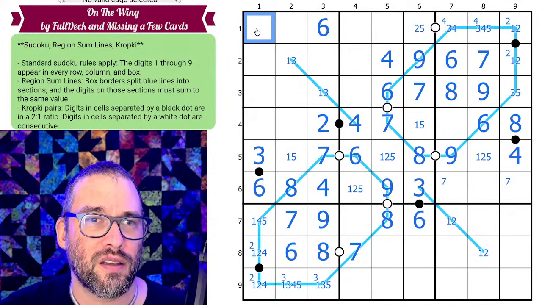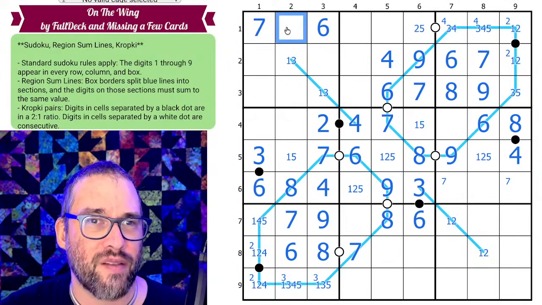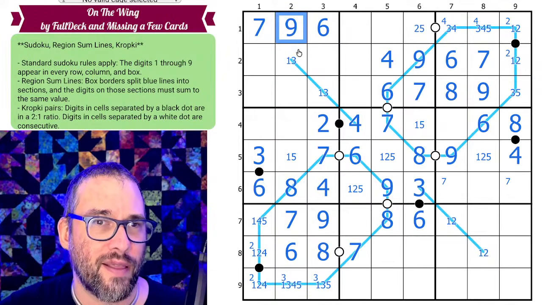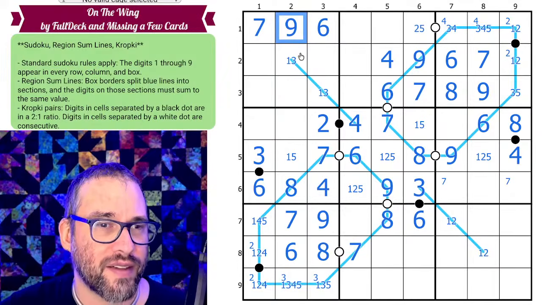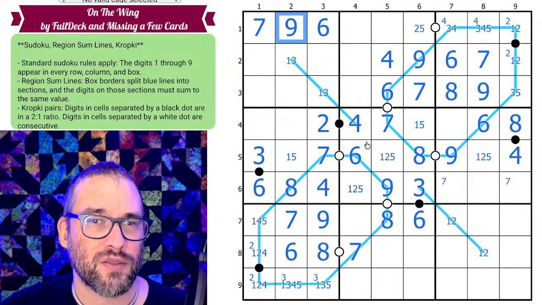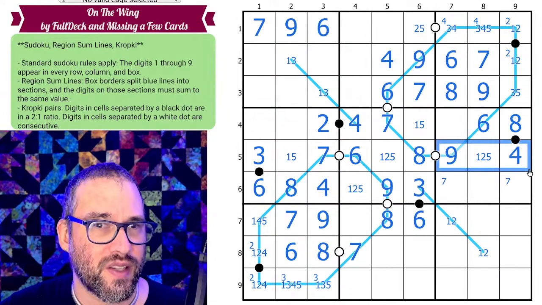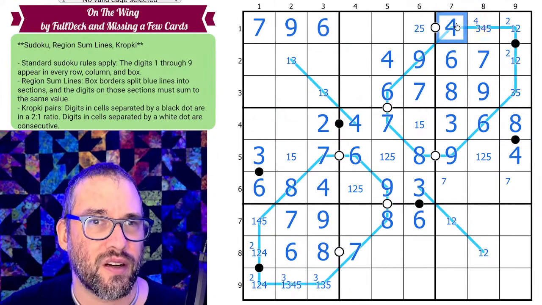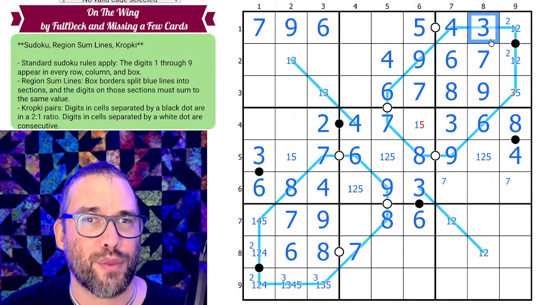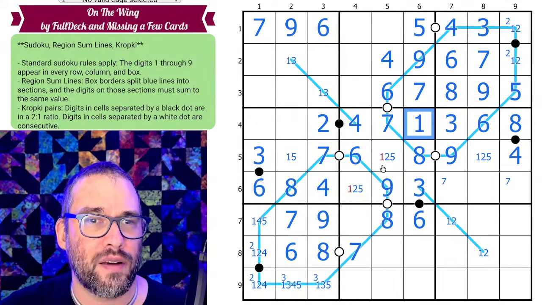Oh yeah, this is the only place for 7, and the only place for 9 after that. Let's see, 3 in box 6 goes here, so that's a 4 and a 5 and a 3 and a 5 and a 1.